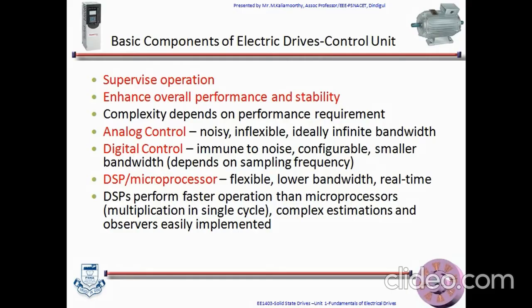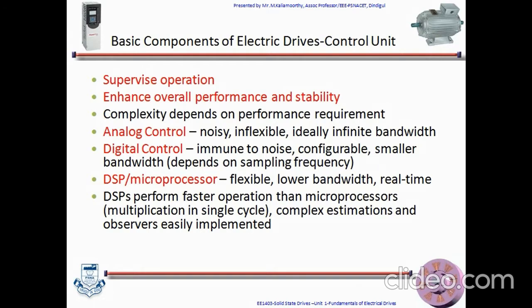The speed of a DC motor is taken as feedback and compared with the set value, and the error between the set value and the actual value is taken and processed. That processed signal is converted into a control signal by the controller, and the controller will take the necessary action on the converter to get the desired performance. Hence, because of using a control unit in the electrical drive system, the overall system performance is enhanced and the stability is also ensured.